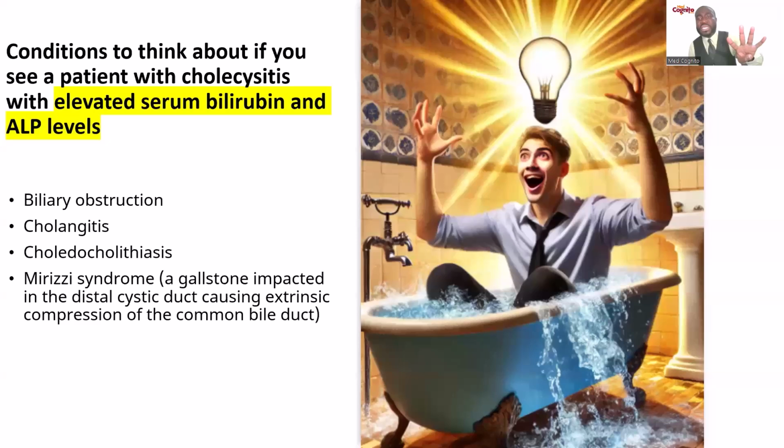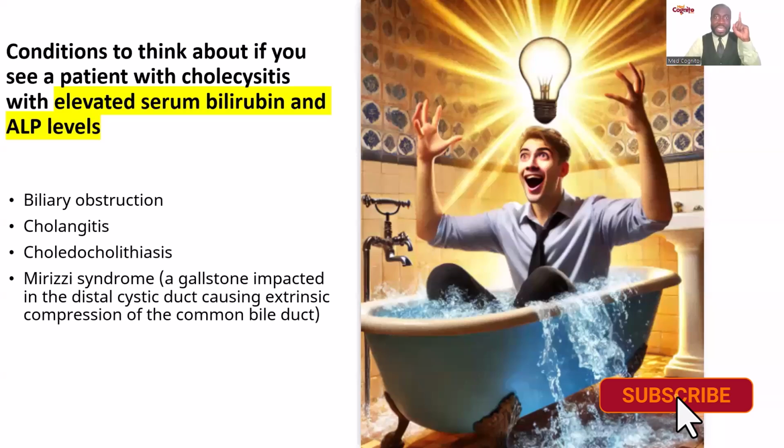So 4 conditions that can lead to elevated serum bilirubin and ALP levels in the context of a patient you are thinking has acute cholecystitis. Number 1, biliary obstruction. Doctors, please write it down. Number 2, cholangitis. Number 3, choledocholithiasis. Number 4, Mirizzi syndrome.